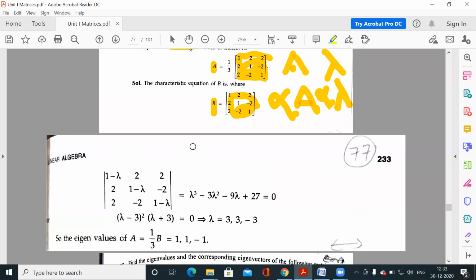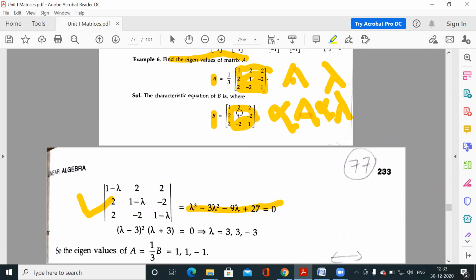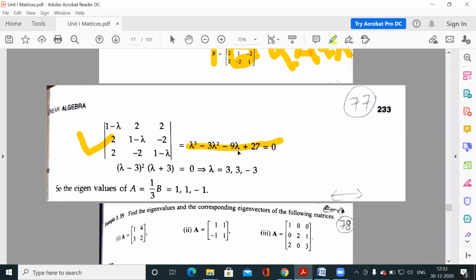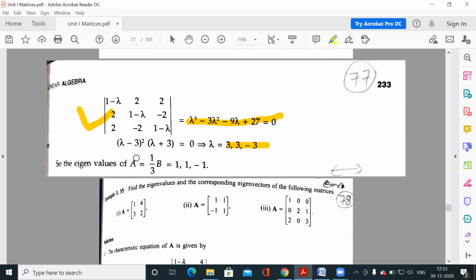So they have done the same thing. This is your B matrix, and this is the characteristic equation of this B matrix. If you solve this to get the values of lambda, you will get 3 eigenvalues: 3, 3, minus 3. So these are the eigenvalues of the B matrix. Now to get the eigenvalues of A, you have to multiply by 1 by 3. So 1 by 3 gives 1, 1, minus 1. So these are the eigenvalues of the A matrix. Clear?